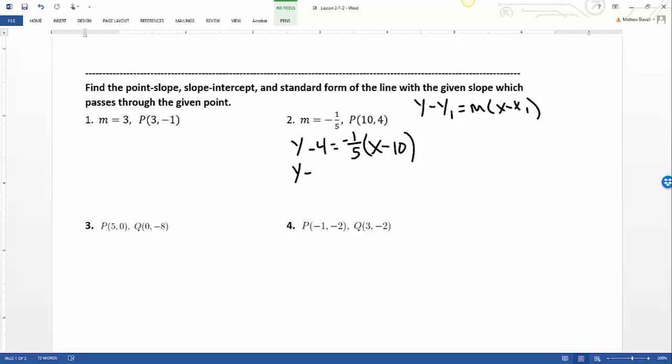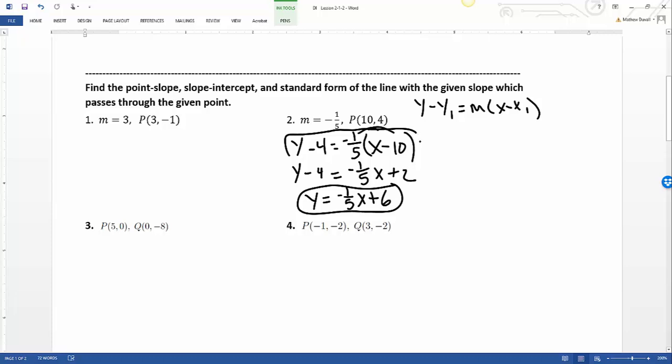But now getting my slope intercept form, I need to get y by itself. So I can distribute that to both of those. And so that becomes plus 2. And then I can add the 4. And so we get y equals negative 1/5 x plus 6. So I have these two.